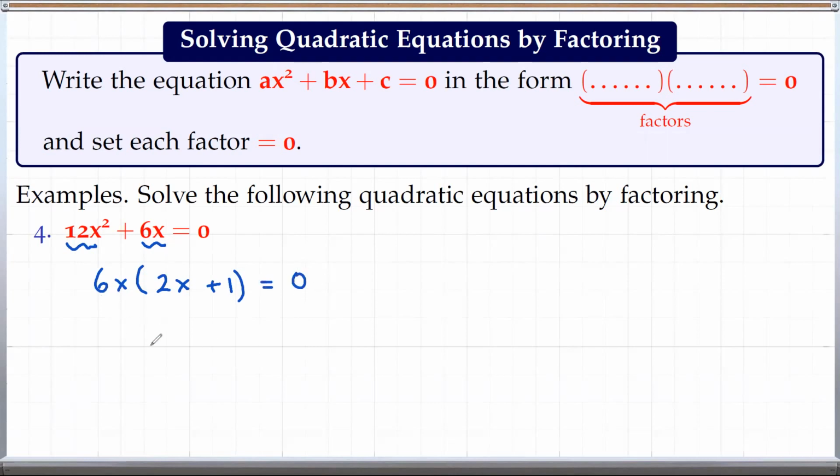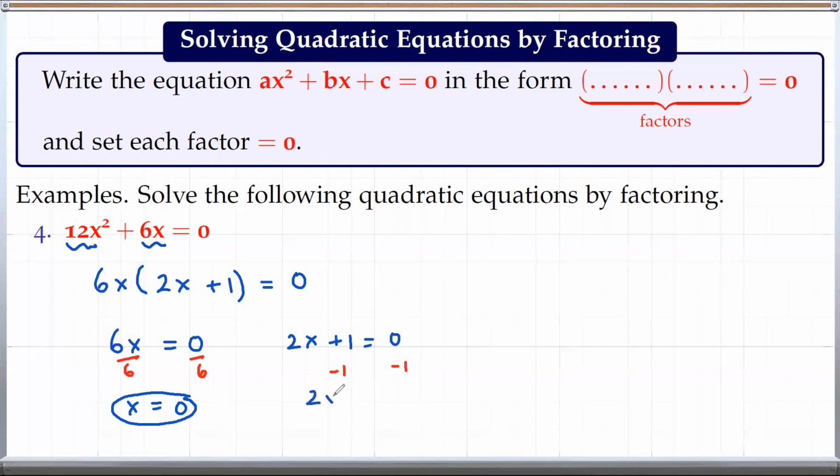Set that equal to 0. Now we need to set each of these two factors equal to 0. So 6x equal to 0 and 2x plus 1 equal to 0. Over here, divide both sides by 6. So we get x equals 0 over 6, which is 0. Divide 0 by any number, we get 0. And over here, you can subtract 1 from both sides. That will give us 2x equals negative 1. And then divide both sides by 2, we get x equals negative 1/2. So these are the solutions, 0 and negative 1/2.